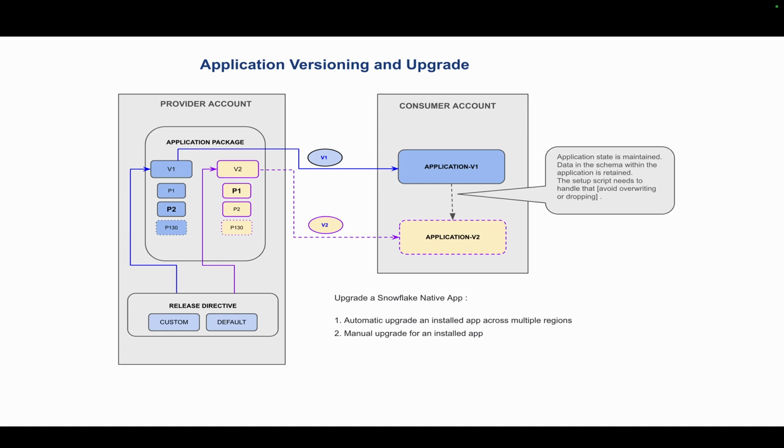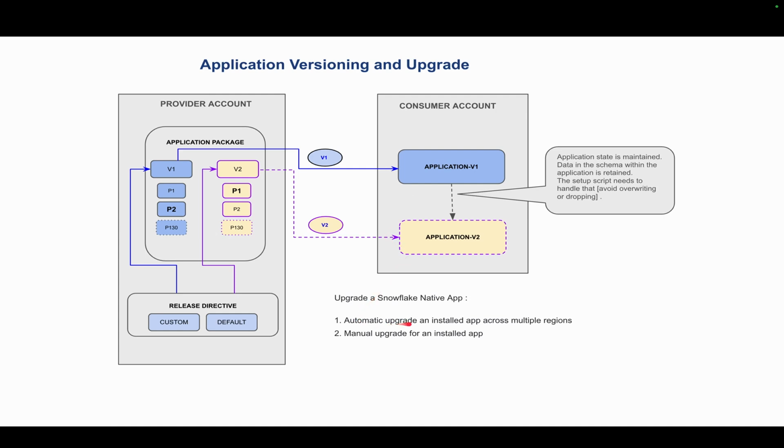So the first thing I'll have to do is update my release directive to version 2 and patch 1. The moment the release directive is upgraded, it is time to push the version 2 patch 1 to the consumer account. There are two ways in which you can perform this upgrade.